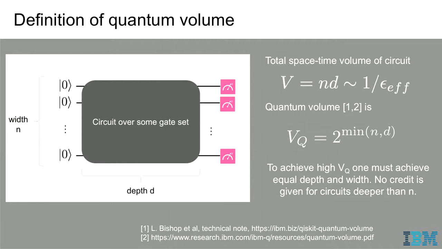And the total space-time volume of the circuit, V, is this number of qubits times the depth. And this is limited by the effective error rate, right? So what we want to come up with is a number that describes how good these devices are. And so we want to come up with the largest square here. So we're going to define quantum volume as 2 to the minimum of either the number of qubits or depth.